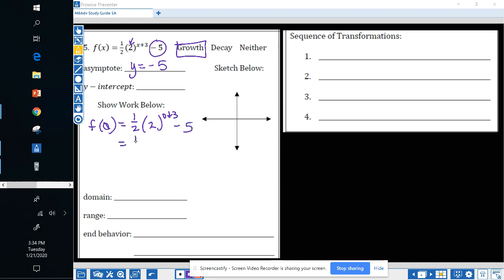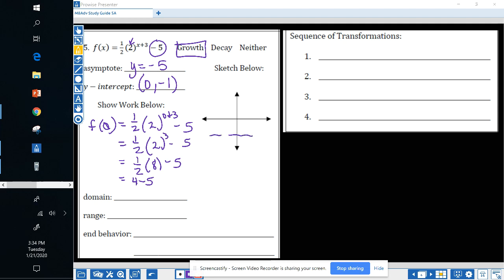So we have 1/2 times 2 to the third minus 5. 2 to the third is 8. 1/2 of 8 is 4. Minus 5 gives me 0, -1. So now let's do a quick sketch.